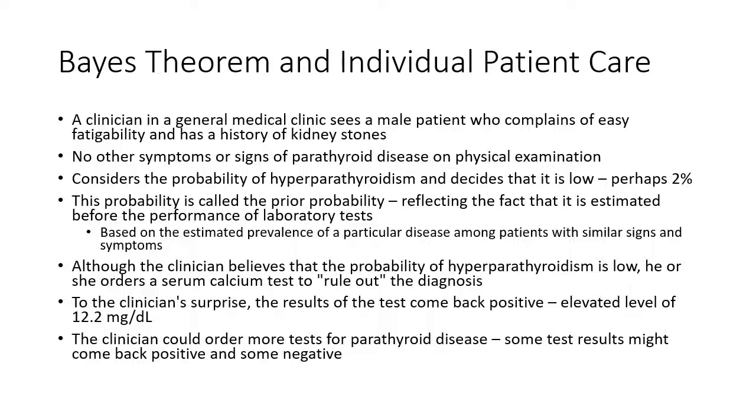So at this point, what do we do? Well, we can actually use Bayes' theorem to help us decide. Before, we thought this patient had a 2% chance of having hyperparathyroidism. Has that gone up now? It has, because we have a high calcium level. So we want to figure out what we actually think is the percentage likelihood this patient has it now. And that's where Bayes' theorem can help us.